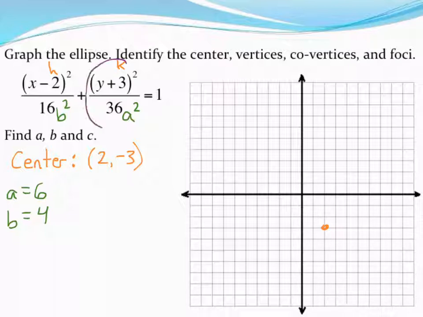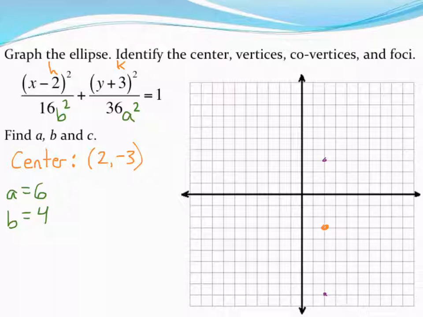Because the a value is underneath the y, and that's a vertical direction, I'm going to count up and down 6 spaces from my center. So up 6: 1, 2, 3, 4, 5, 6 will put me right about there. And also count down 6. So 1, 2, 3, 4, 5, 6 right there. So there's going to be the vertical part of my ellipse.